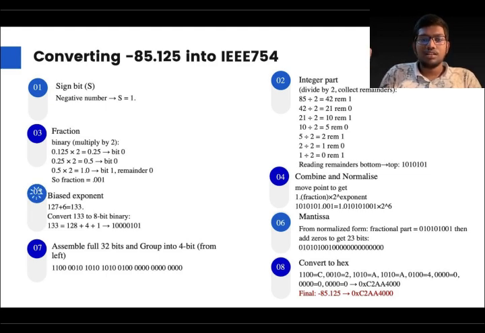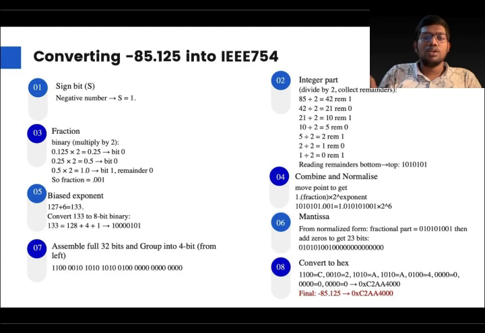We have already discussed the biased exponent. The exponent here is 6, so this is the actual exponent. We need to get the biased exponent, so we add 127. When we are converting from IEEE 754 to normal, we subtract 127. Now in the reverse manner, we add 127. So we get 133. 133 is converted to binary in a similar fashion to 85.